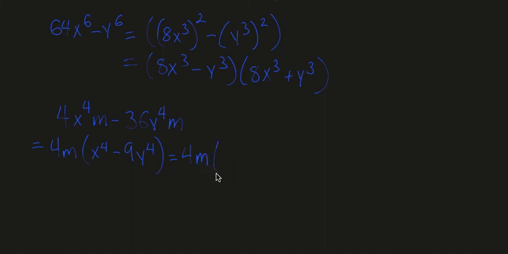We have 4m. We need to think about what term times itself gives us x to the power of 4. That's going to be x squared, minus what term times itself gives us 9 times y to the power of 4. That's going to be 3y squared. Now we can break this down into x squared minus 3y squared times x squared plus 3y squared.